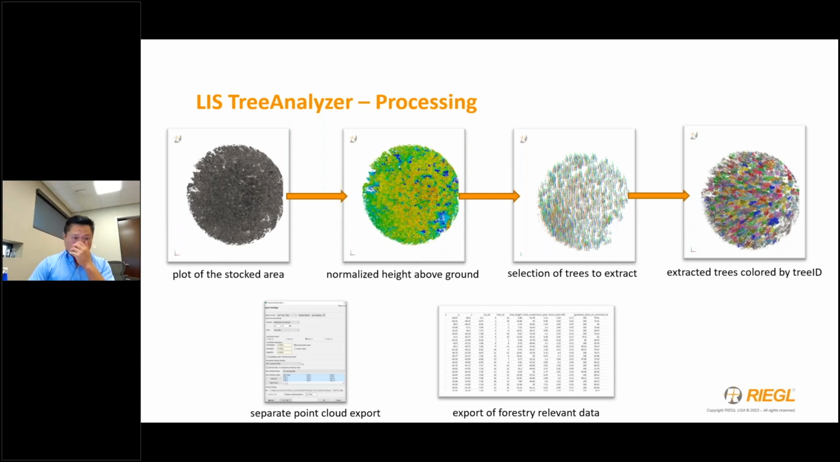You can see from the plot of the stock area, right? So on the left-hand side, we'll start with just a grayscale point cloud. And then on the right-hand side, we can then view it in a normalized height, right? So we can say, hey, 0 is here, and then 100 is up here. So you can then highlight the tree according to color. And then the selection of the trees to extract, right? So it does it automatically.